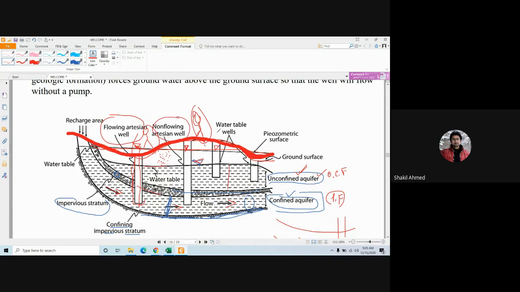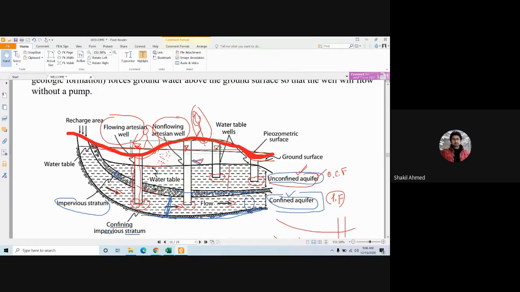Now, if the tube well is in the unconfined aquifer, as you can see, this is in the unconfined aquifer. Previously, the two tube wells were in the confined aquifer. Now, in the unconfined aquifer, there's a mistake here basically. The water table will not be clear here.